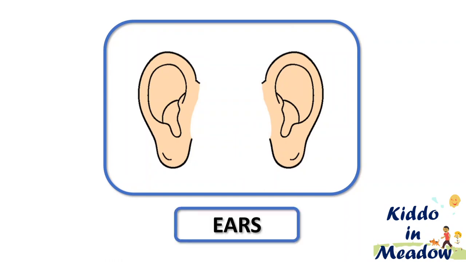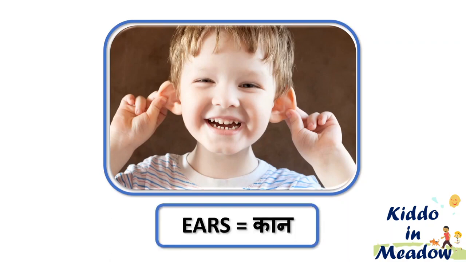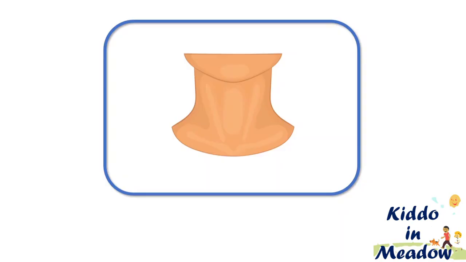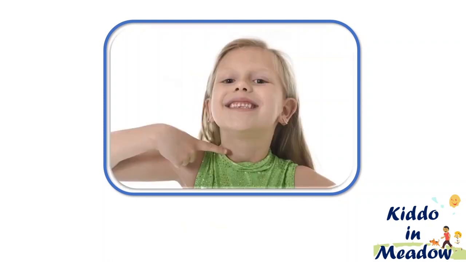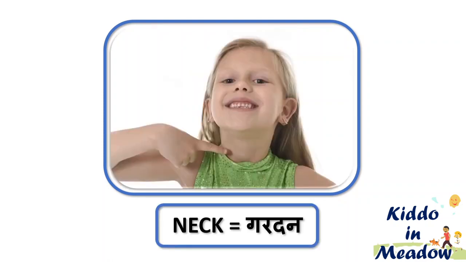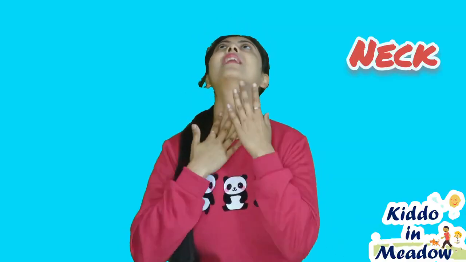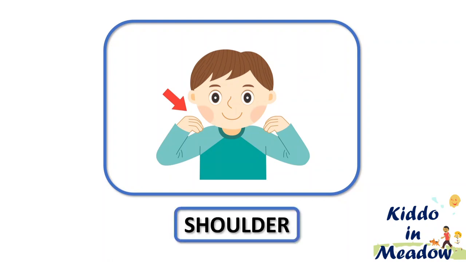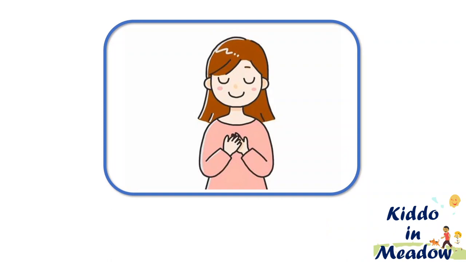These are ears yani kaan. Ears. This is neck yani gardan. Neck. This is shoulder yani kandha. Shoulder.